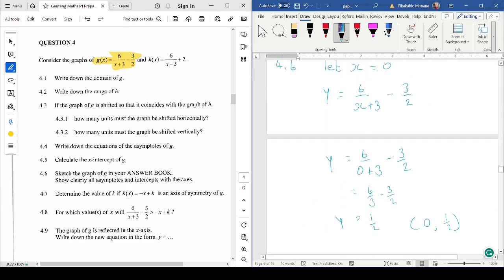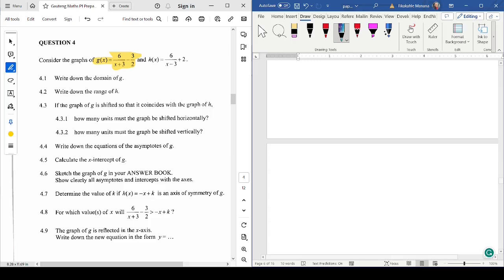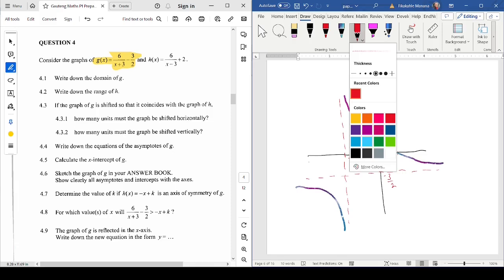This was question 4.6. All right, let's go to 4.7 now. Now 4.7 says determine the value of k if h is an axis of symmetry of G. Okay, so we have just drawn G, the graph of G, right? So now we just need to determine where is the axis of symmetry, right? So the axis of symmetry is right there.